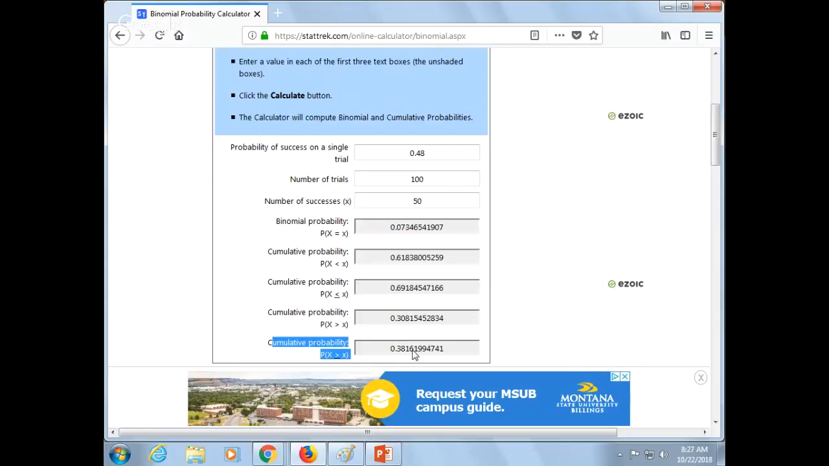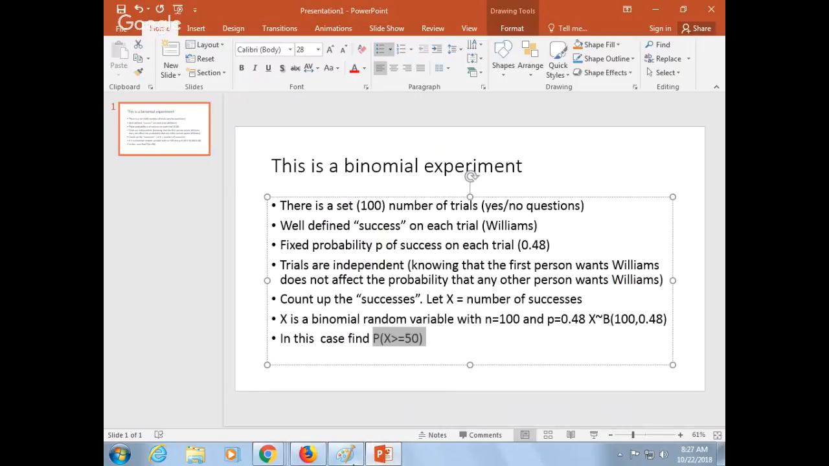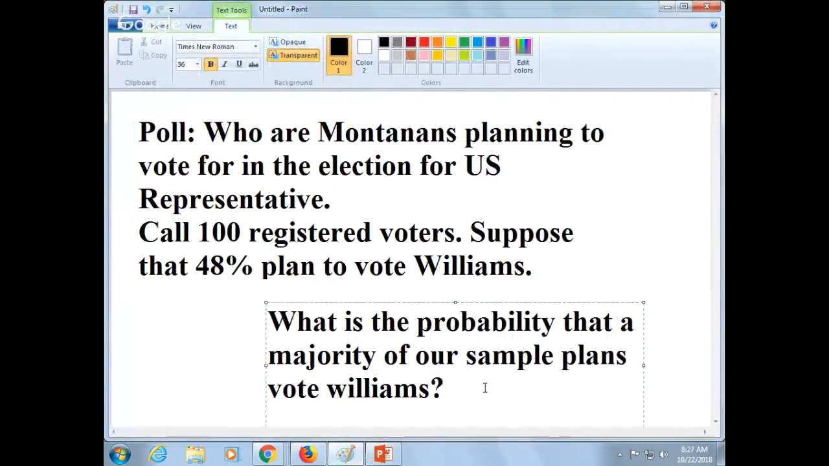Now, that makes some sense, I guess, because as a population we're pulling from, we're a minority, 48%, a large minority, want Williams. And so when we take a poll and try to figure out for ourselves if that's what's going on, the chance of us getting 50% or more, yeah, there's a good chance of it. There's about 38% chance of it happening. Okay? And so there is our answer. What is the probability that the majority of our sample votes Williams? Probability of X.